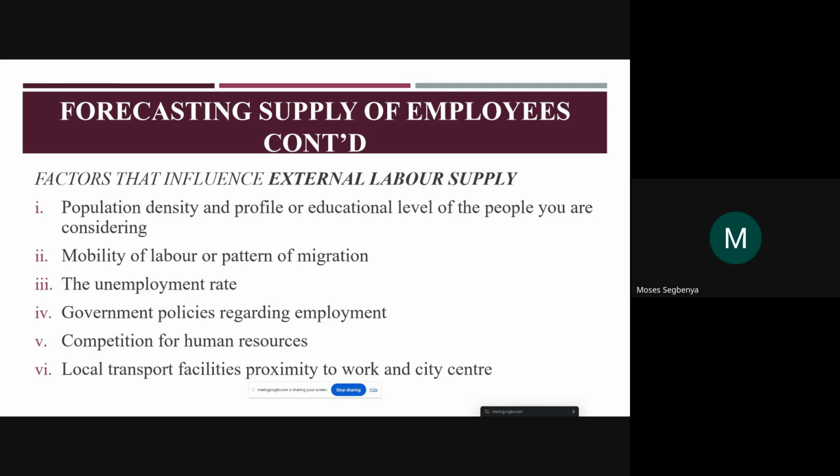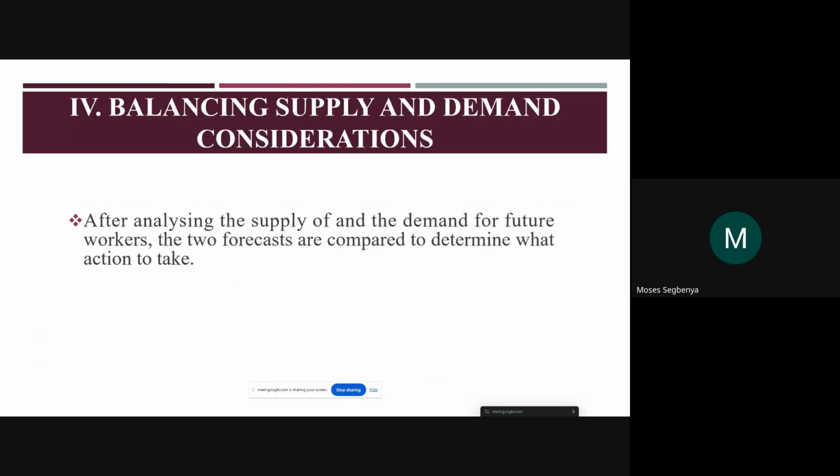So these are issues that if you sit in the city and you consider this, somebody in the village will also consider this. So they will influence the supply side. And if you are not attracting teachers to your school in your village, it's because of the supply side factors. Now, the last stage is the balancing supply and demand consideration. That's why you are comparing the second and the third.